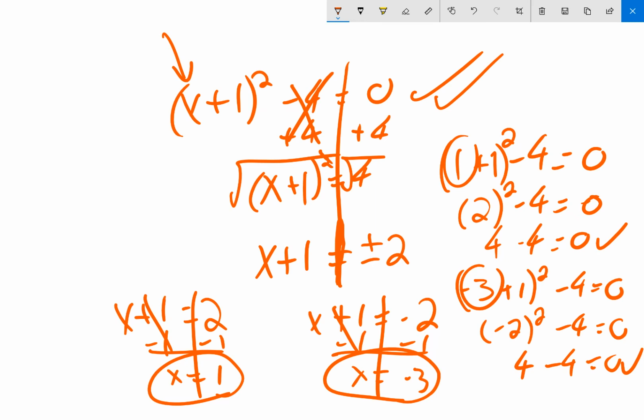But it is something you really have to get in the habit of remembering, is putting a plus and minus there after you square root something.